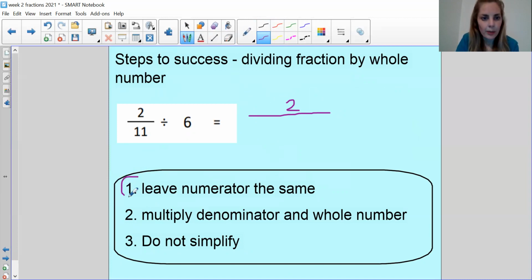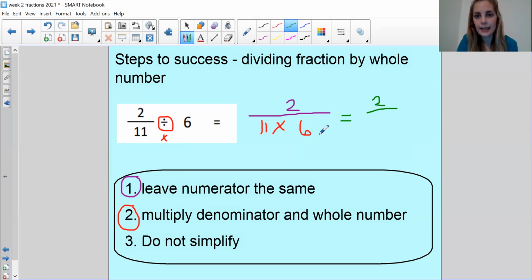So step number 1, I've put my numerator. Step number 2, I'm going to multiply my denominator by my whole number, 11 times 6. All I've done now is I've changed this divide sign into a multiplication sign. And then I get my answer, leave my top number, and I say 11 times 6 is 66. And remember, I do not simplify.